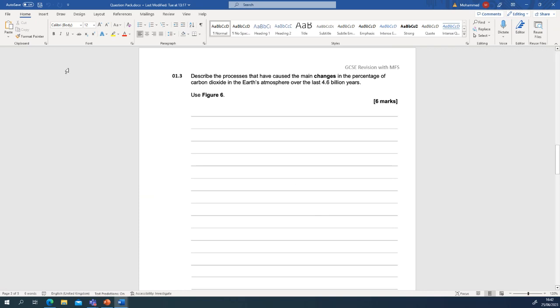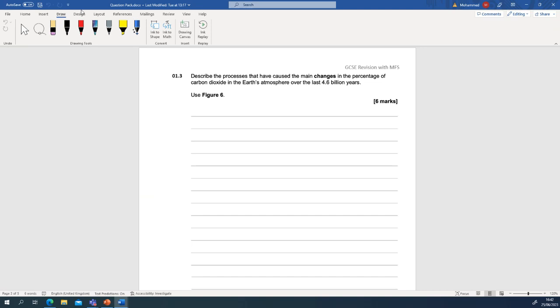So the key thing this question is asking is the carbon dioxide levels. And we've looked at the carbon dioxide levels as well. So we've got the carbon dioxide levels that we need to pay a focus on. And we need to look at the main changes over the last 4.6 billion years. And it's 6 marks this question. So the carbon dioxide levels, the first reason is most of the carbon dioxide dissolved in the oceans.